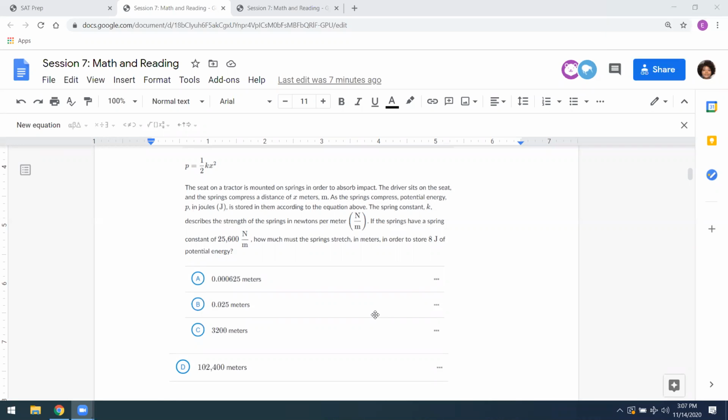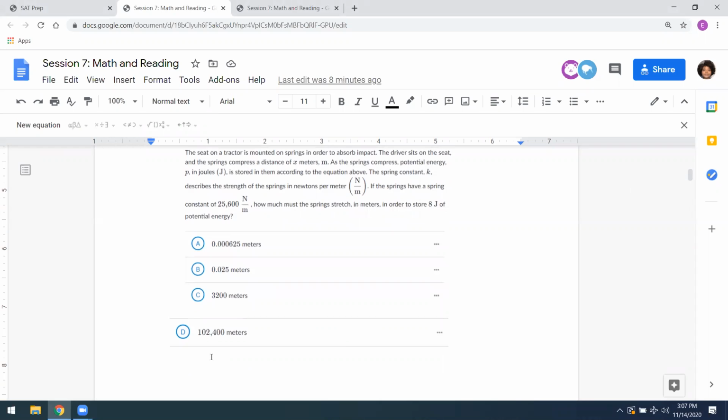Yeah, sure. So it says the formula, and then it says what each variable represents. So P is joules stored, and then K is the spring constant, and that's measured in Newtons per meter. And then we basically have to plug in what they gave into the equation and solve for the missing variable, which is X. So 8, which is P, equals 1/2, and then for K, you would substitute 25,600 X squared, and then solve for X.